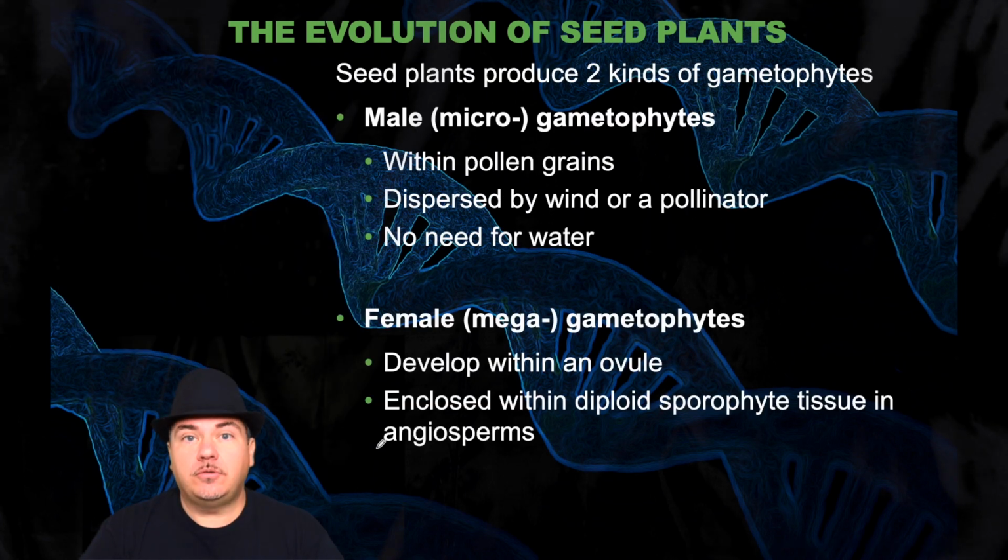Seed plants produce two types of gametophytes, microgametophytes and megagametophytes. The microgametophytes are the males, and you find them within pollen grains. They're dispersed by wind or a pollinator, and there's no need for water for them to travel. The megagametophytes are the females. They develop within an ovule, and they're enclosed within diploid sporophyte tissue in angiosperms.